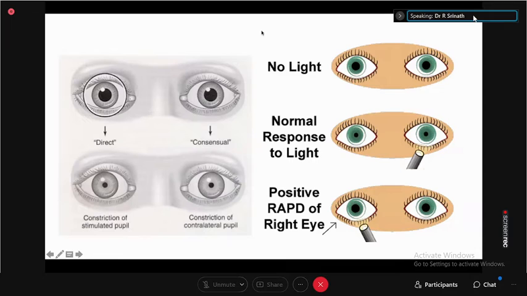It is also called Argyll-Robertson pupil, and there is a mnemonic which all of us remember from MBBS days, ARP: accommodation reflex present, pupillary reflex absent. The commonest cause for this used to be neurosyphilis. These days retroviral infections are also found to be a cause for this.